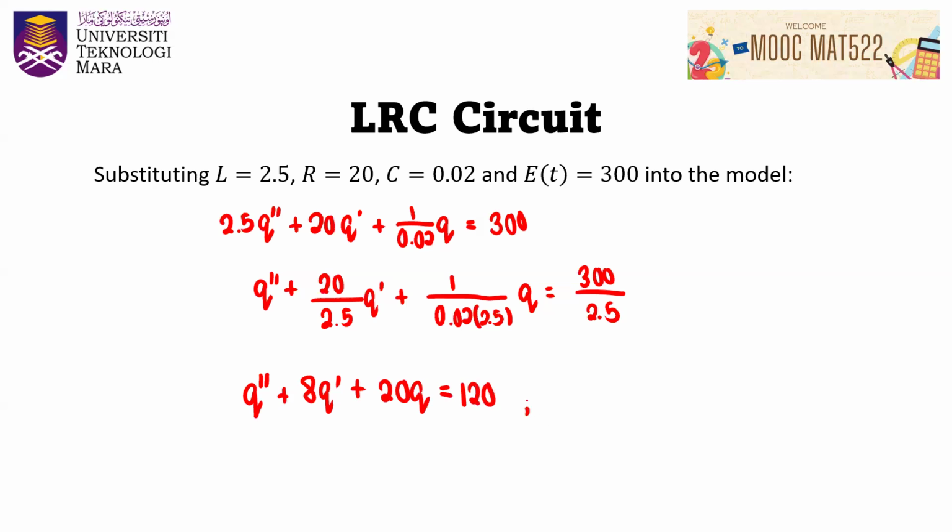In addition, this model is subject to 2 initial conditions. The initial charge Q of 0 equals 2, and no initial current, Q prime of 0 equals 0. So this is the model for example number 1.